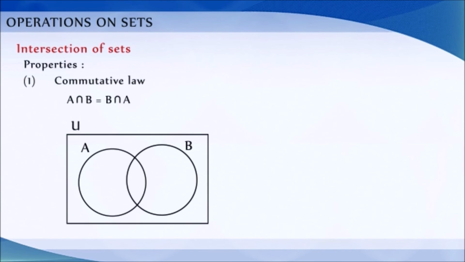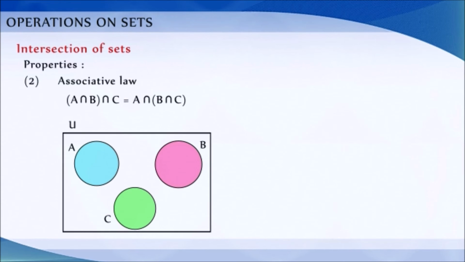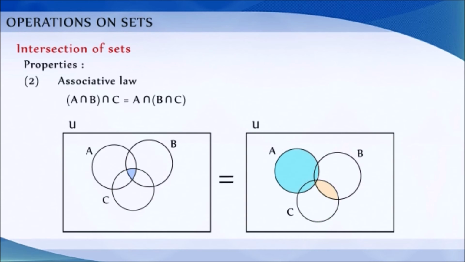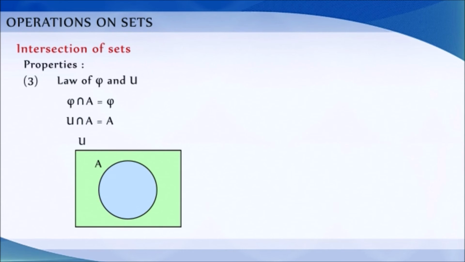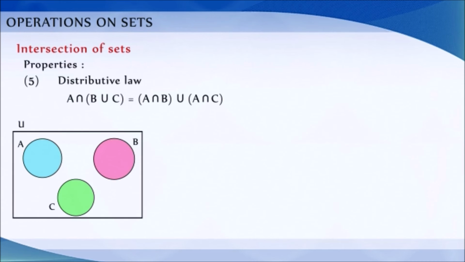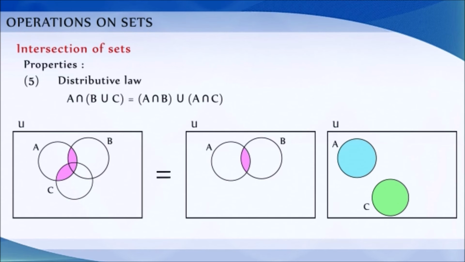Some properties of the operation of intersection. Commutative law: A ∩ B = B ∩ A. Associative law: (A ∩ B) ∩ C = A ∩ (B ∩ C). Law of null set and universal set: ∅ ∩ A = ∅, and U ∩ A = A. Idempotent law: A ∩ A = A. Distributive law: A ∩ (B ∪ C) = (A ∩ B) ∪ (A ∩ C).